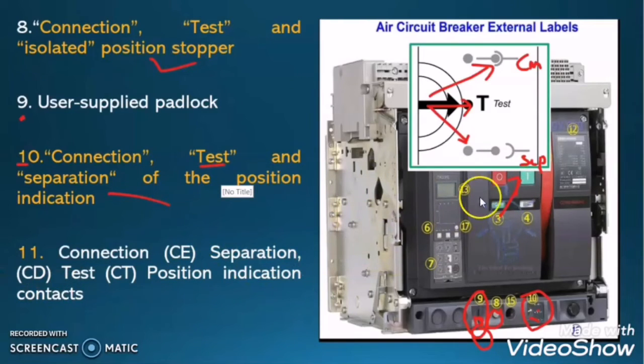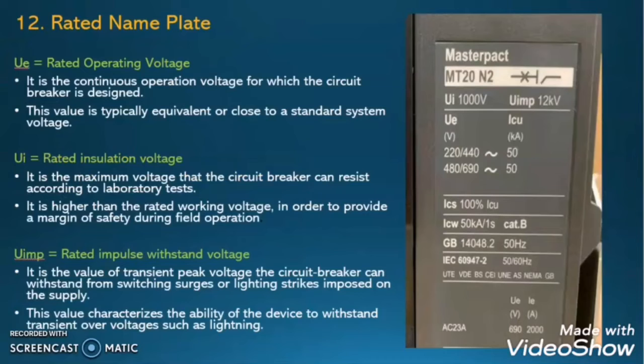So the guidance is that the maintenance person will come and lock this circuit breaker. If anyone comes and tries to close this circuit breaker by pressing this I button, it will not be active because there is a padlock on the circuit breaker, and the key of that padlock will be with the same person who is maintaining the circuit. So this is for safety reasons. Now let us move further to our topic, that is the rated nameplate.